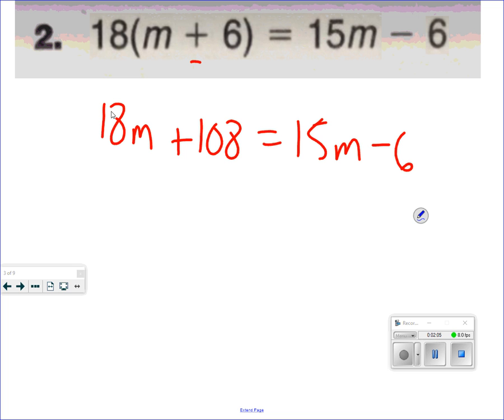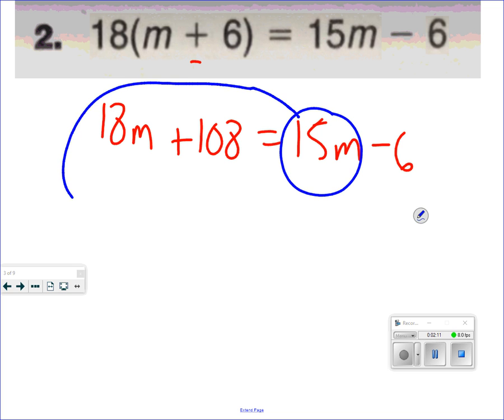Okay, let's see where I want to move my numbers around. Let's go ahead and move positive 15m over to this side. So I'm going to be subtracting 15m. So I'm left with positive 3m.